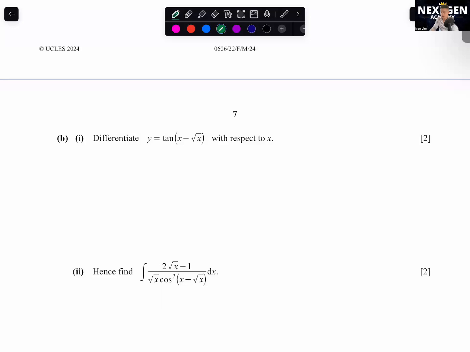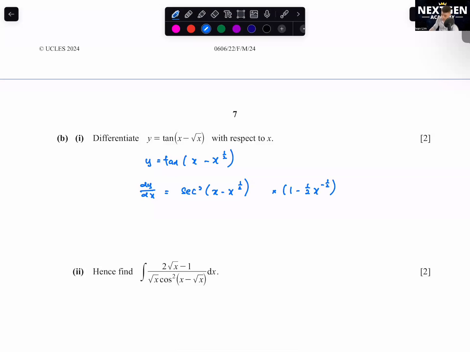Differentiate y equals tan x minus square root x. Inside I've got a bracket. What do I write? We need to do the chain rule. You differentiate outside, then differentiate inside and multiply. So dy over dx: tan x becomes sec squared of (x minus x to the power of 1 over 2), multiplied by 1 minus 1 over 2 x to the power of negative 1 over 2.